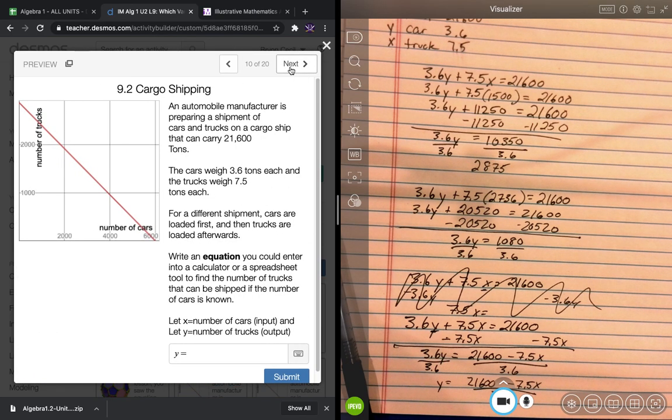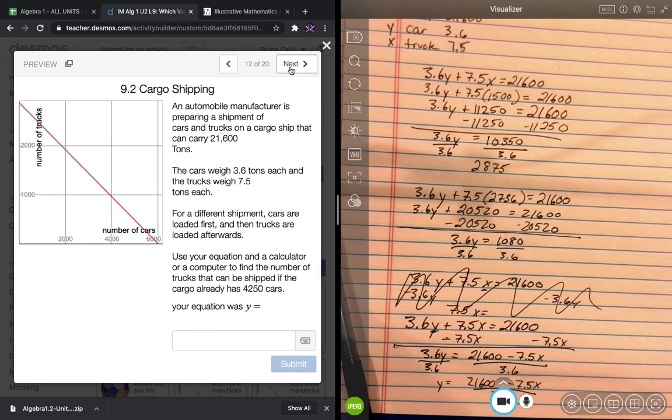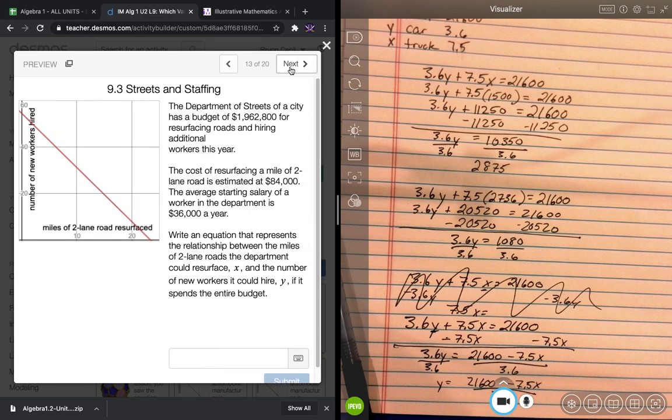All right. Okay. So, guys, we've hit that. Okay, let's move on to the next scenario. Okay, the streets and staffing.